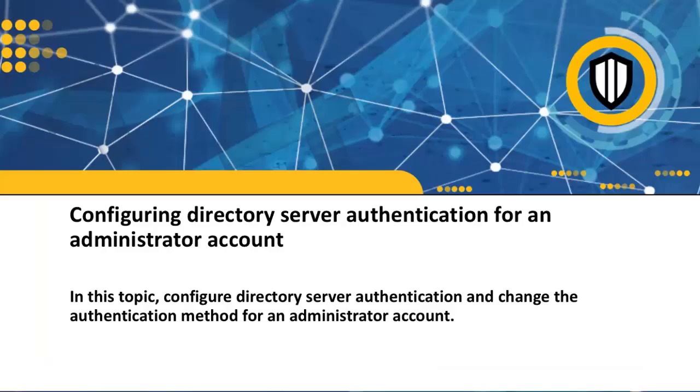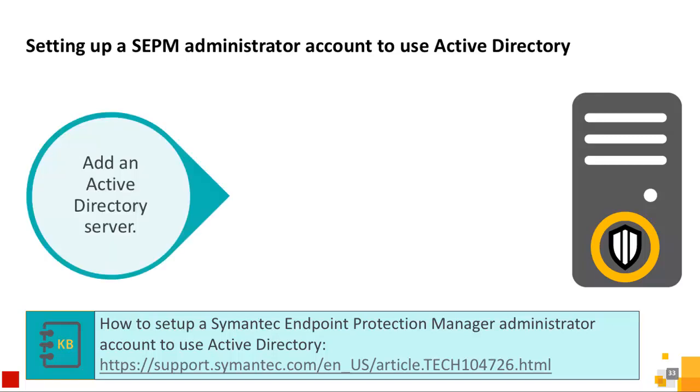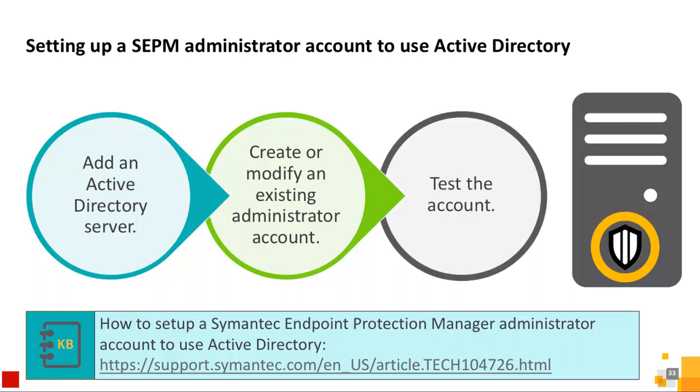This is the Configuring Directory Server Authentication for an Administrator Account topic. To set up a SEP14 Administrator account to use Active Directory authentication, you add an Active Directory server to the SEP14. After adding an Active Directory server, you create or modify an administrator account to use directory authentication. To complete the process, test the account by having the user log into SEP14 using the linked Active Directory password.